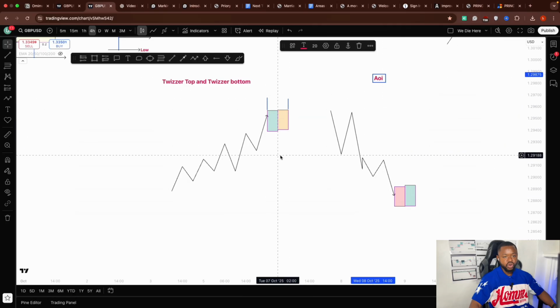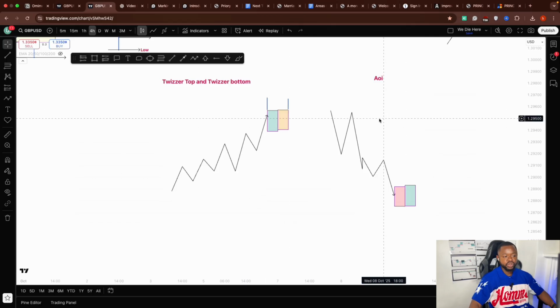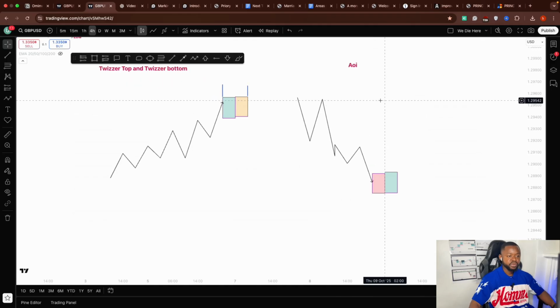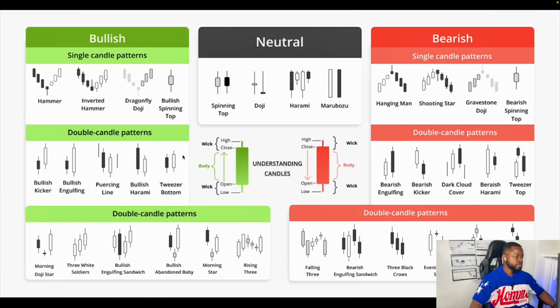So when price got to all of this area, you can see it just print a tweezer top or a tweezer bottom in those areas. So when things like that happen, the market is giving you a cue that direction is about to change. So you take action with that information. So we've done the tweezer top and the tweezer bottom.